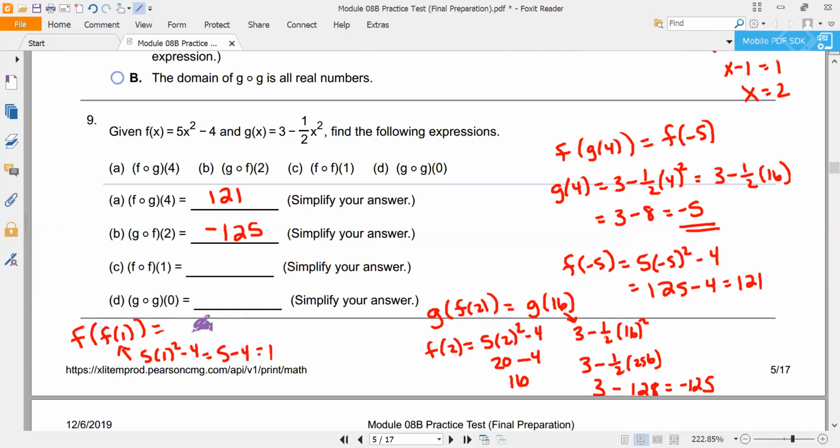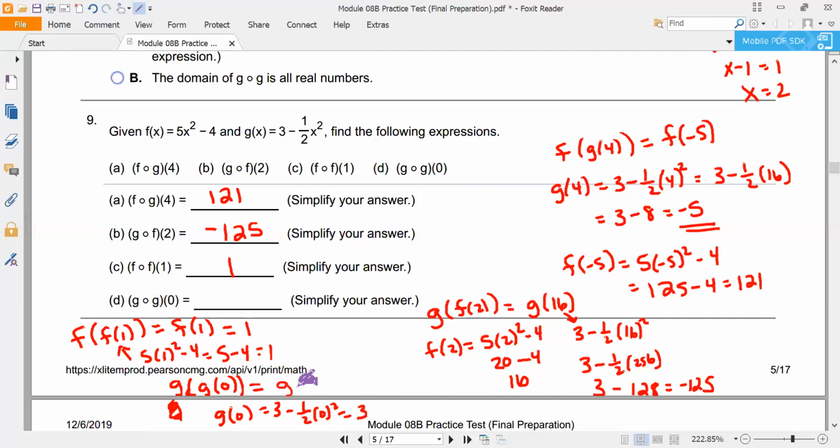So that's just a quinkydink. You also are going to be plugging 1 into the outer function, so it's going to equal 1 again because it's the same function. g of 0. Oops, I'm running out of room. So we need to do g of 0 first. So g of 0 is 3 minus 1/2 times 0 squared. That's just going to be 3.